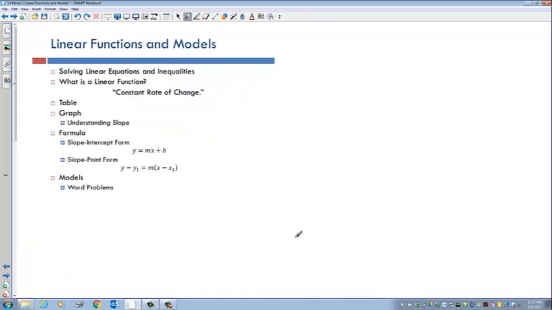And that completes this lecture on linear functions. Just remember, what is a linear function? It's anything that has a constant rate of change. And that constant rate of change, we call the slope.